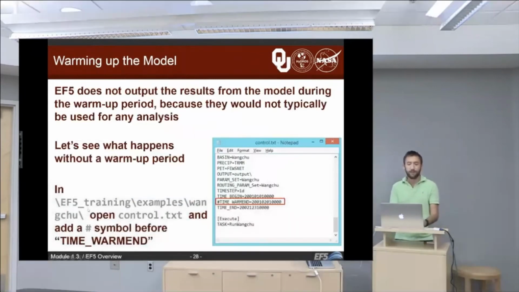And those results from the warm-up period, they're not output because they would not typically be used for any analysis.